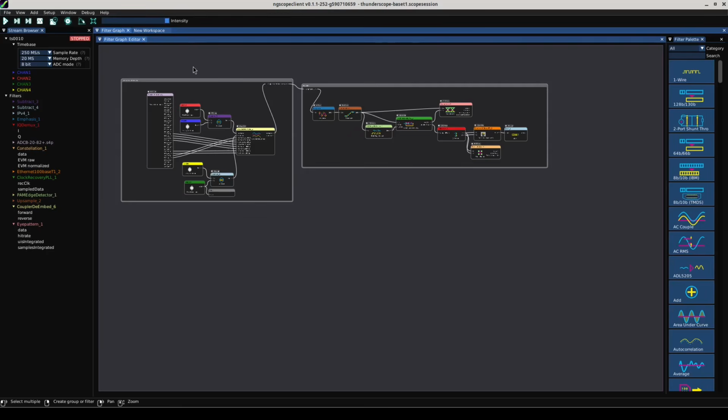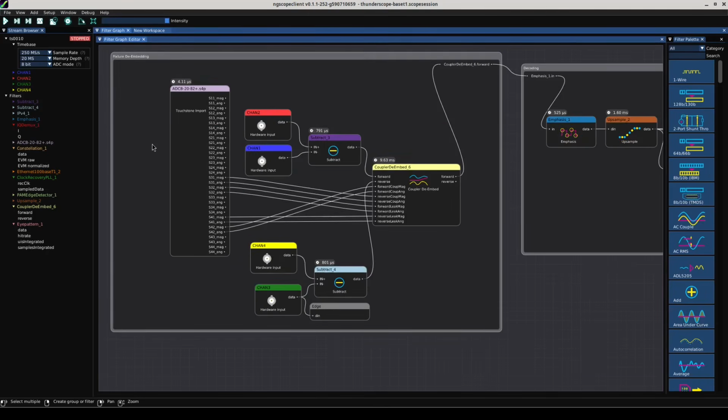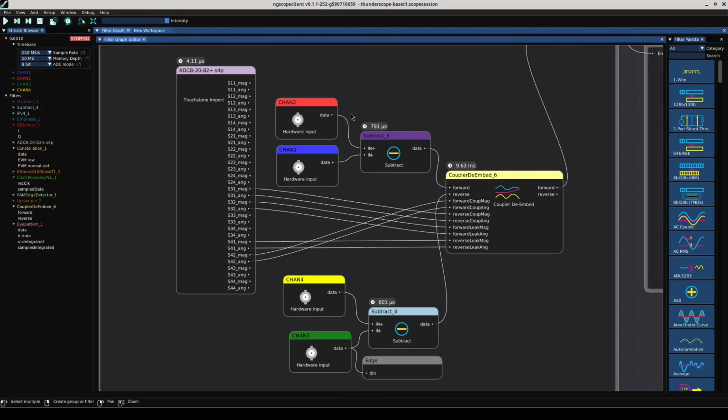So here we are in the filter graph editor. There's a lot to unpack here, so we're going to zoom in a little bit closer and take a look at it piece by piece. Starting at the input, we have channels 1 and 2 form one of the differential pairs coming off the test fixture, so we subtract these, and that gives us the differential measurement. And then channels 3 and 4 are coming from the other differential pair, and that's also being subtracted, giving us another differential measurement.